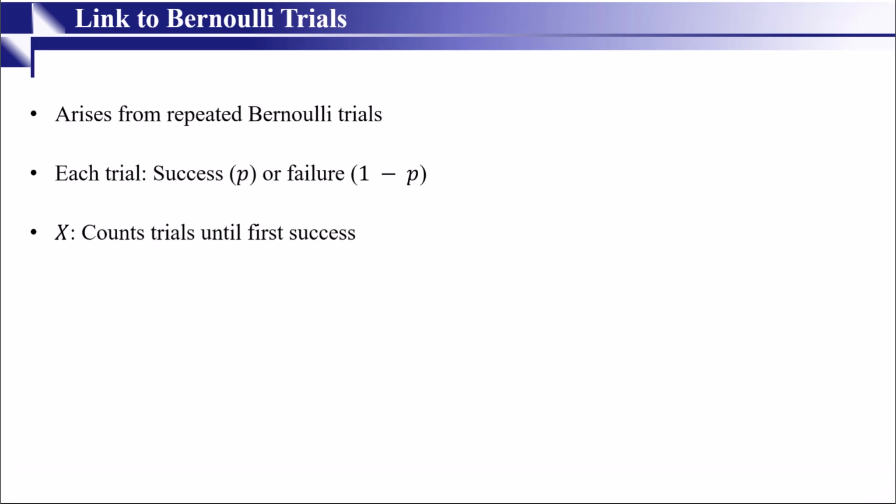The geometric distribution arises from repeated Bernoulli trials. If each trial has success probability of p and failure probability of 1 minus p, then X counts the trials until the first success appears in a sequence of zeros and ones.